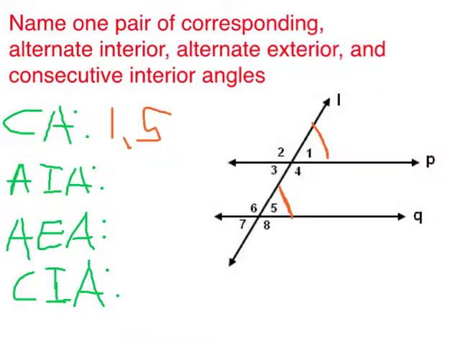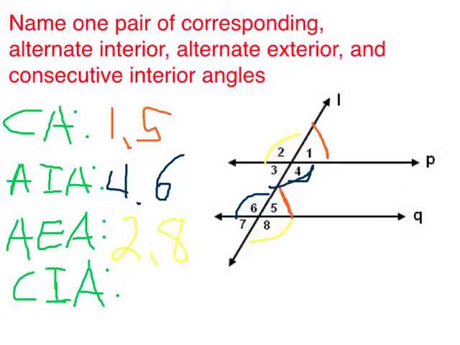Okay, so let's try the next one. They want us to do alternate interior angles. So that would be like 4 and 6. Alright, and then want alternate exterior angles. That would be like 8 and 2. So let's go ahead and put that in, 2 and 8.